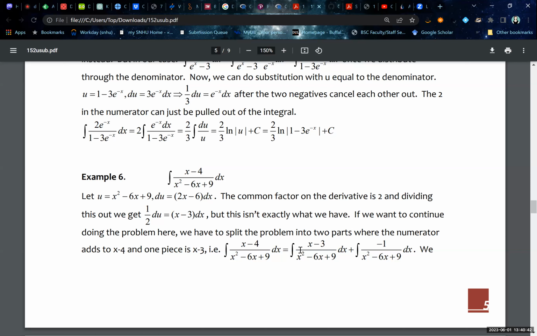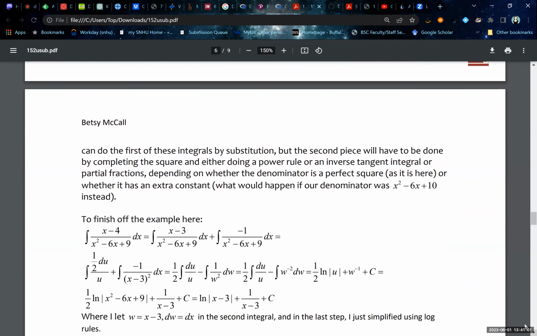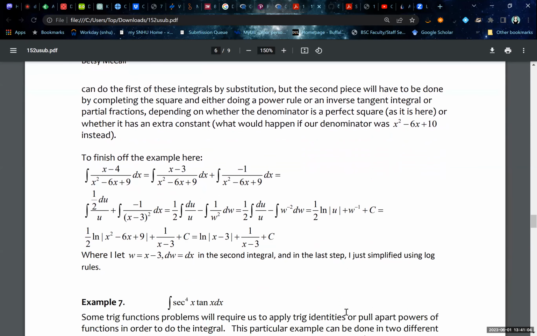But what we can do is we can split up the problem. This one we can do by substitution. This one we would actually have to do by completing the square and doing actually a power rule. So for instance, this one is a substitution. We let u be the denominator, x minus 3. The derivative is 2x minus 6. So that's twice what is up here.